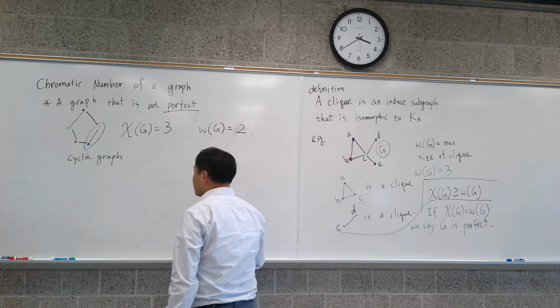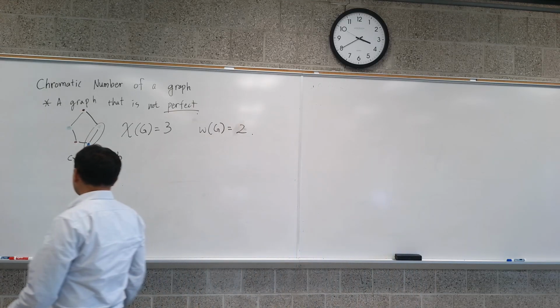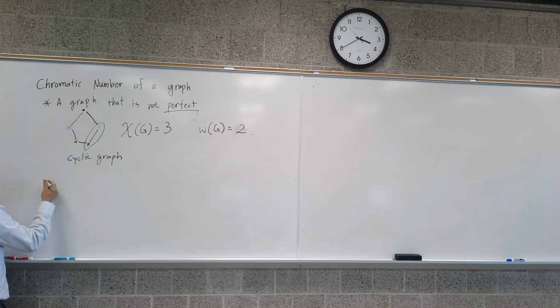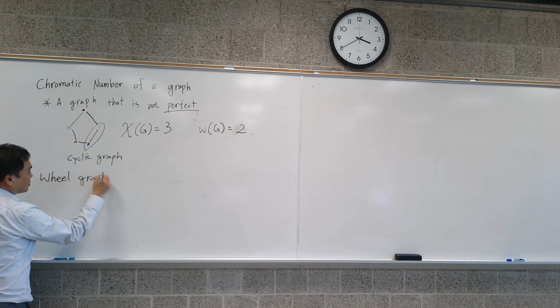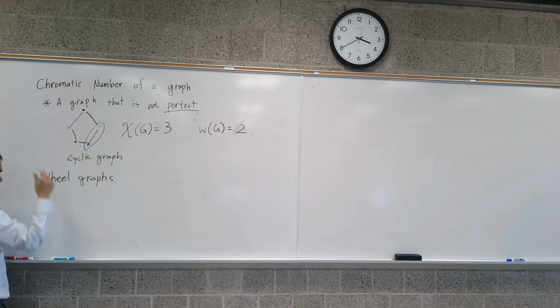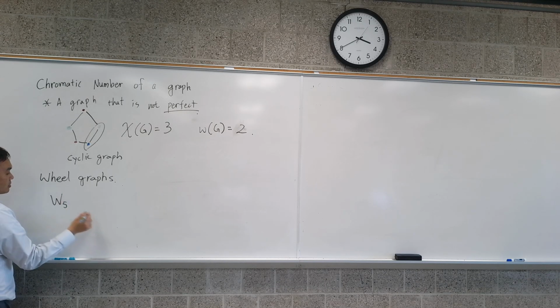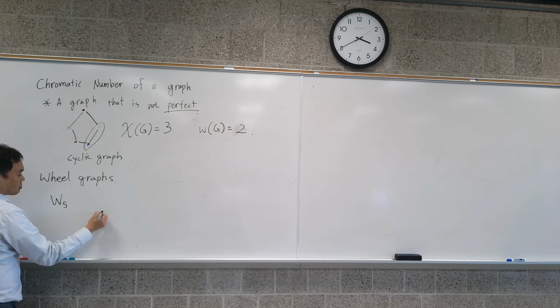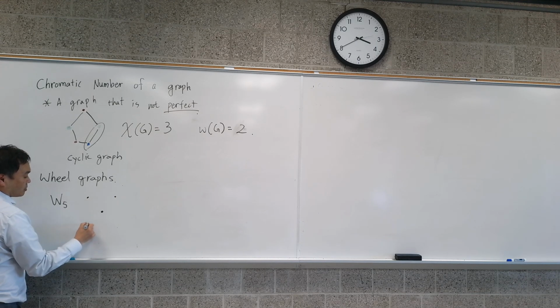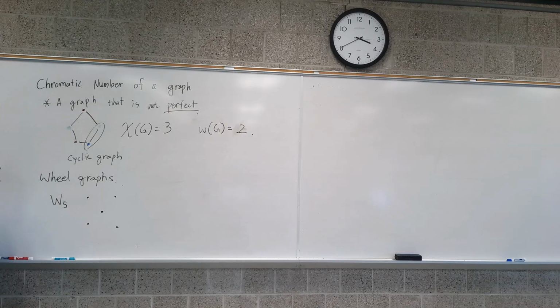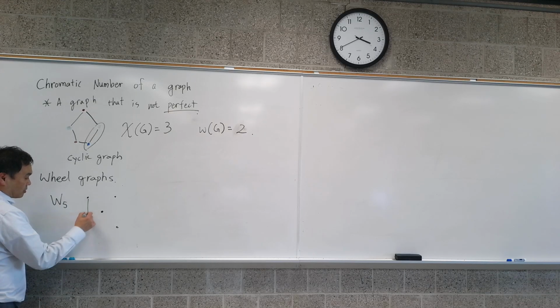All right. But there's a class of planar graphs that are quite important here. So there's something called wheel graphs. So for example, W5 is like 5 vertices, but one of them is in the center. But the other ones are like that, okay? And it's a planar graph.